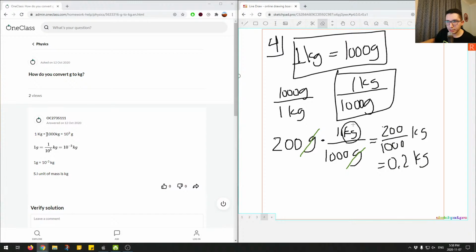So the junior tutor here gives the correct conversion factor. 10 to the power 3 is just another way to write 1,000. So basically you count the number of zeros here, 1, 2, 3, and you end up with 10 to the power 3.